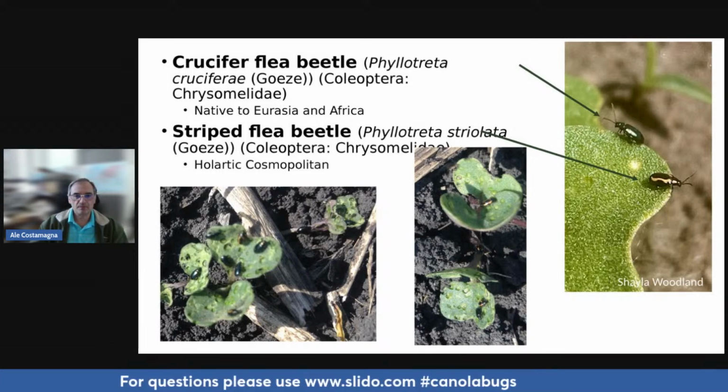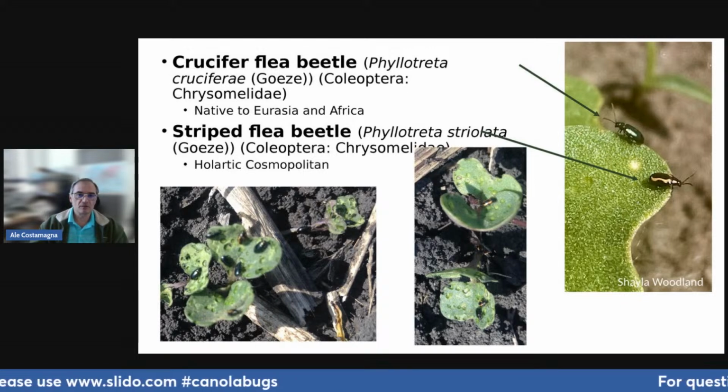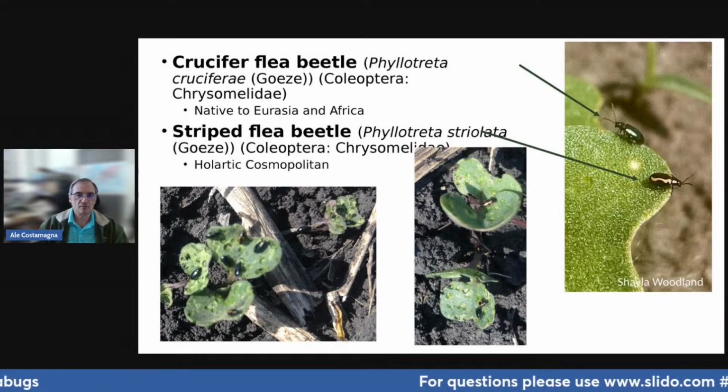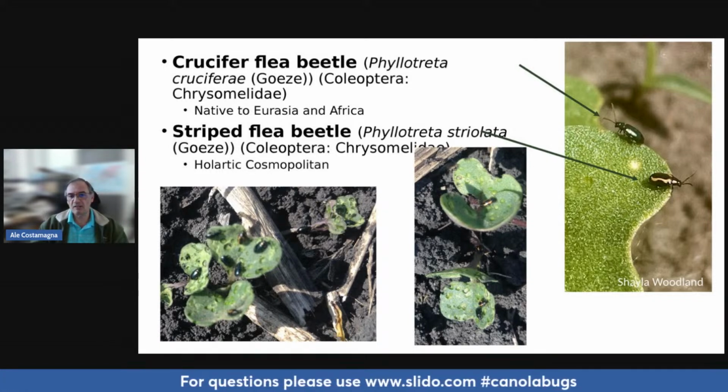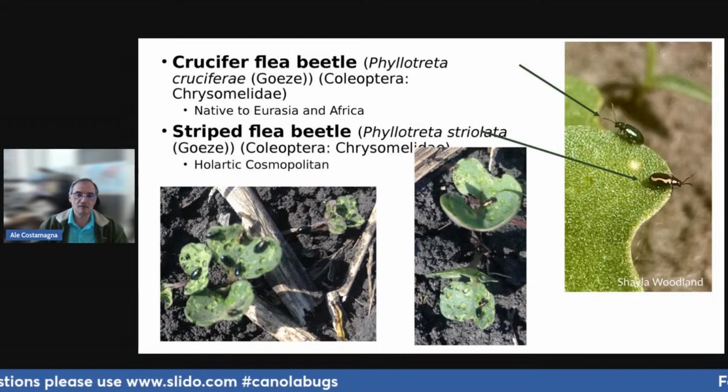There are two species that are of main concern. One is the crucifer flea beetle, the one on the top there in the picture that's completely black. And the other one is the striped flea beetle, which is very similar. They produce pretty much the same damage. You can't distinguish their damage.